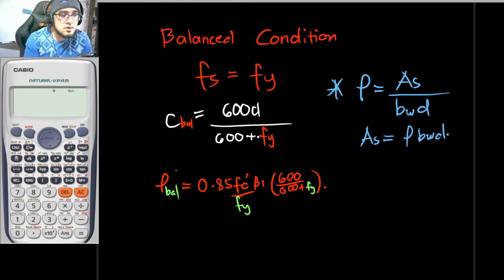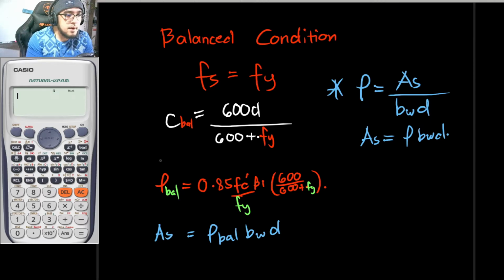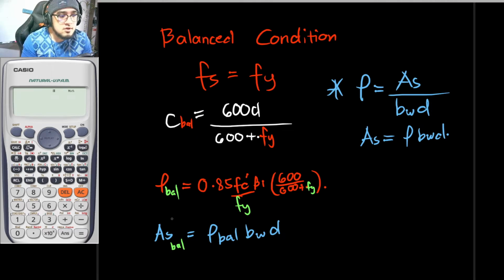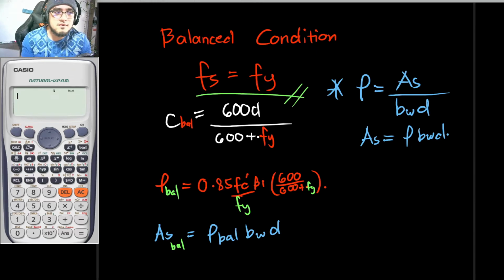However, if we use rho balanced times bw d, the answer here would now be equal to As balanced, or As bal. So what are the implications of this? This condition is the condition, once again, wherein your Fs is equal to Fy. So what is the importance of this once again?